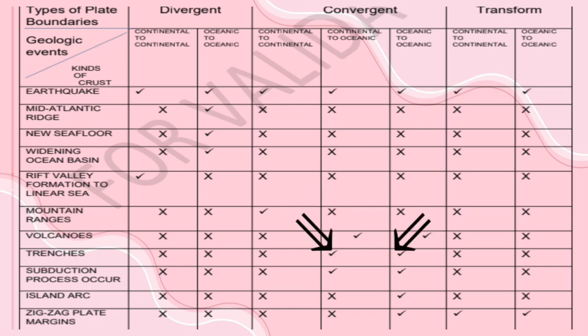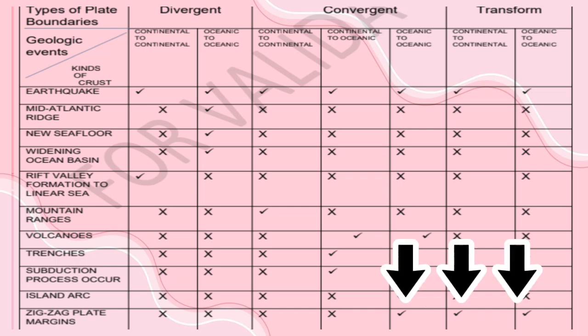We can also see that the trenches and subduction process have the same checks as volcanoes, wherein the continental to oceanic and oceanic to oceanic. And the island arc has 1 check, wherein the oceanic to oceanic. The last but not the least is the zigzag plate margins. It has 3 checks, wherein they belong to oceanic, continental to continental, and oceanic to oceanic.